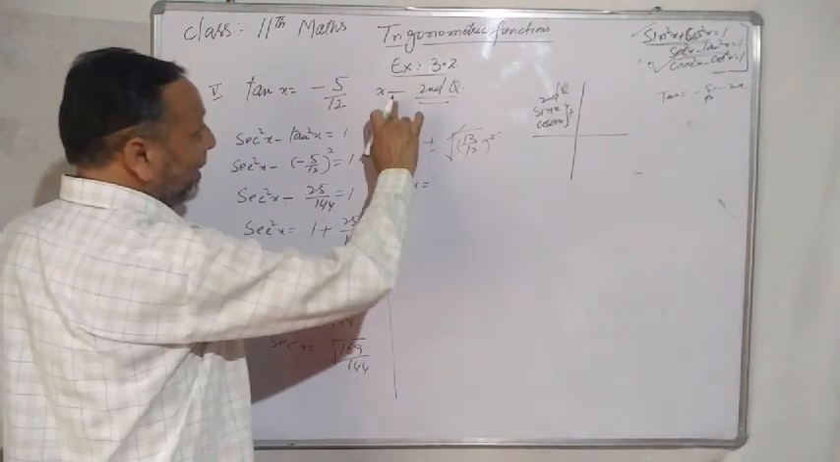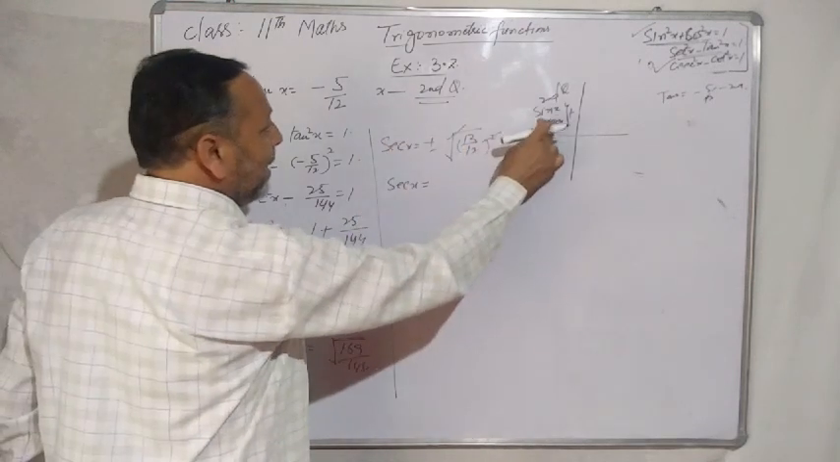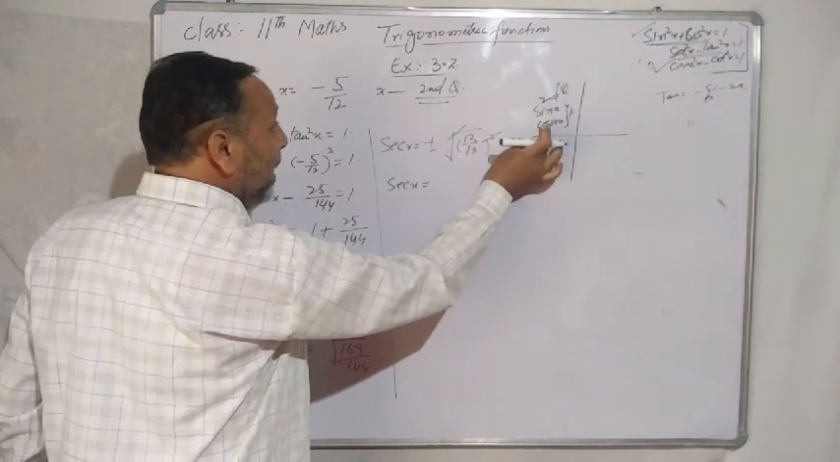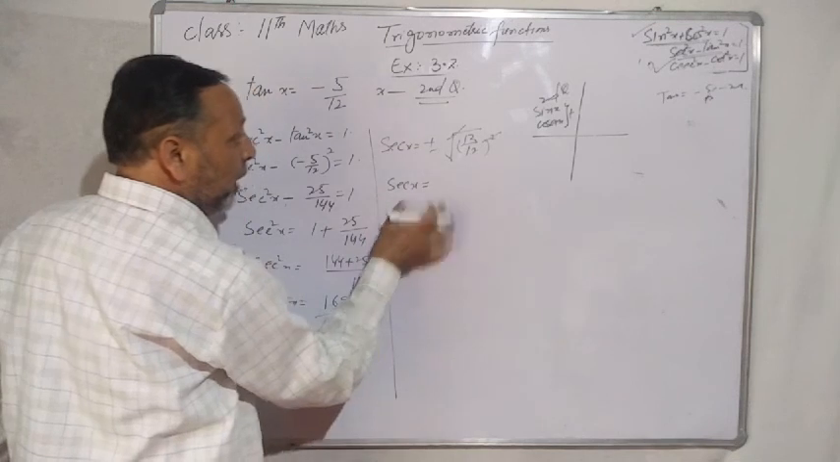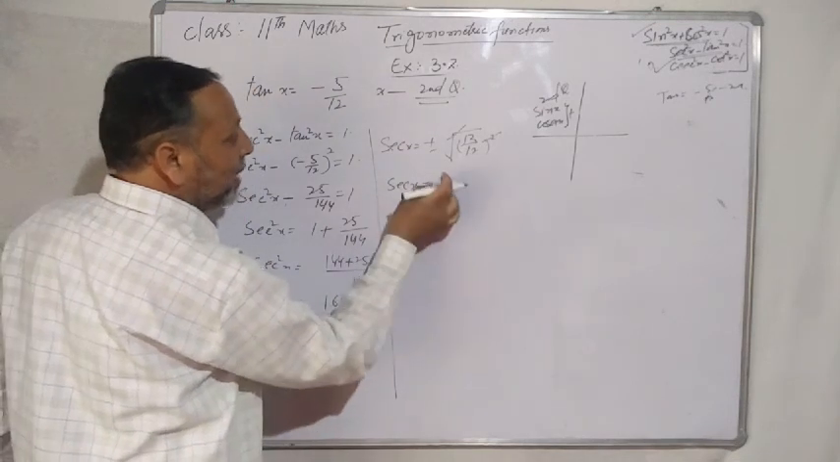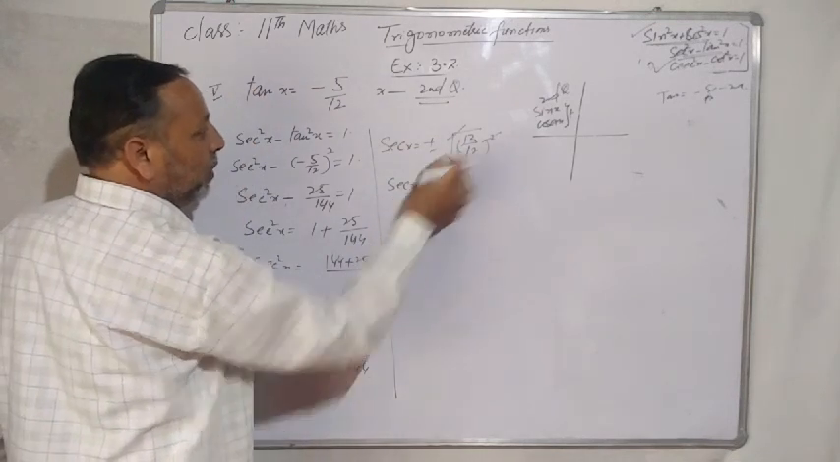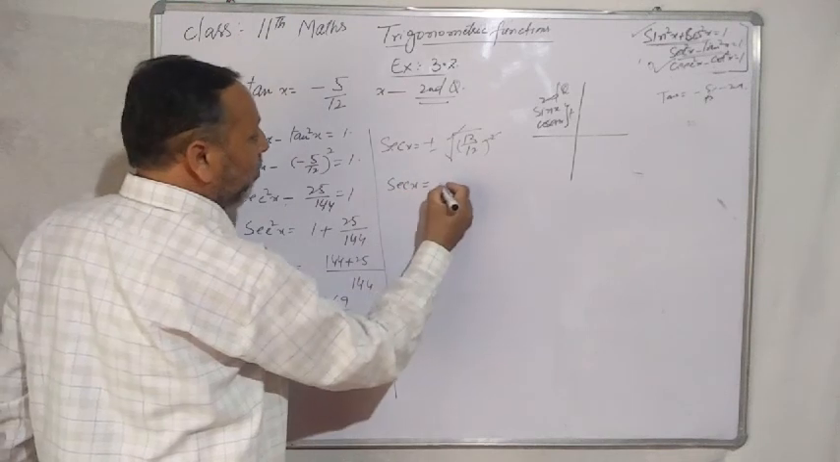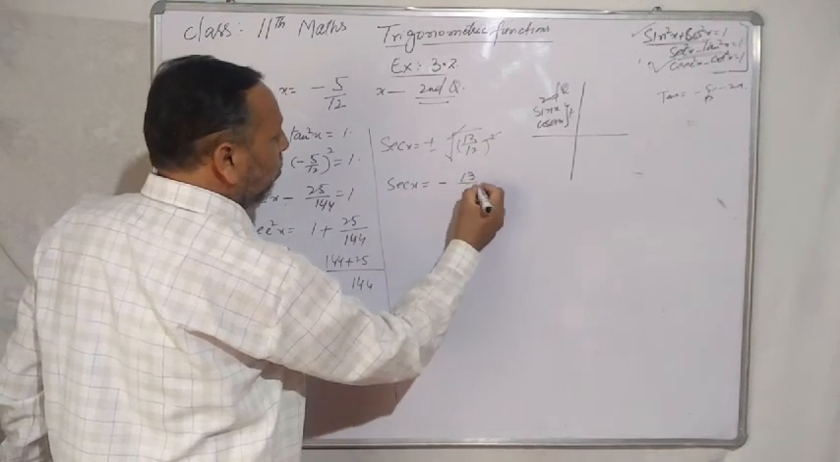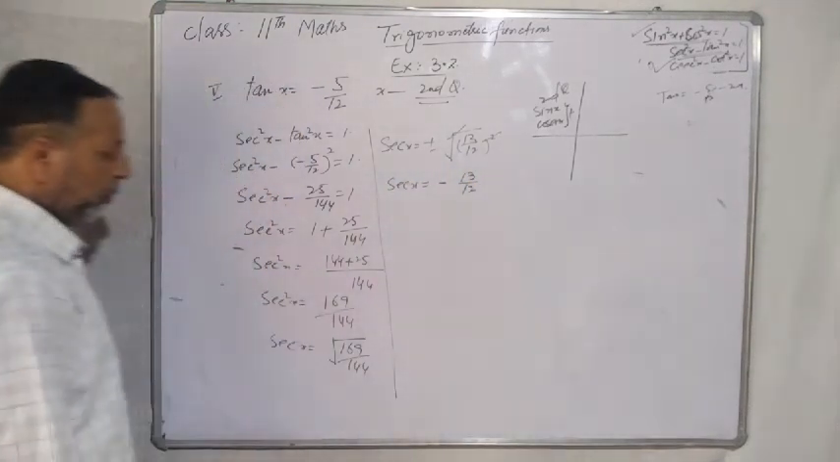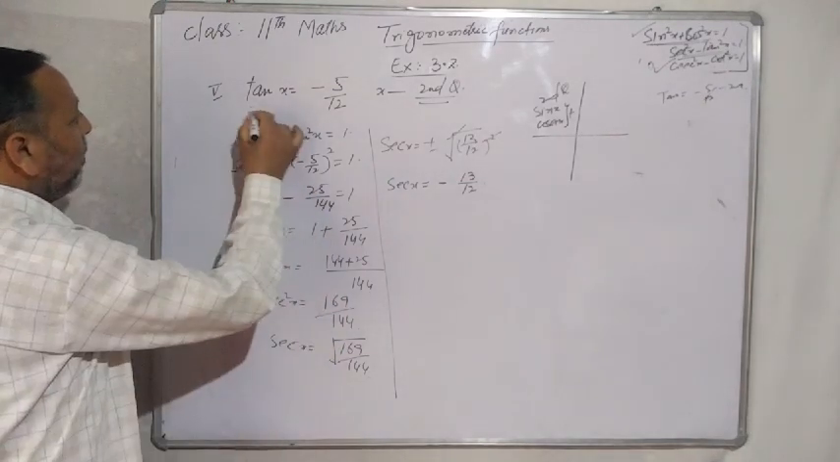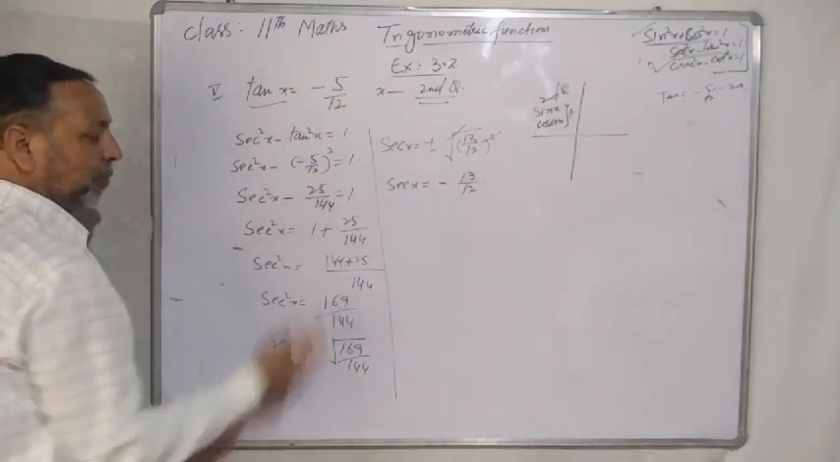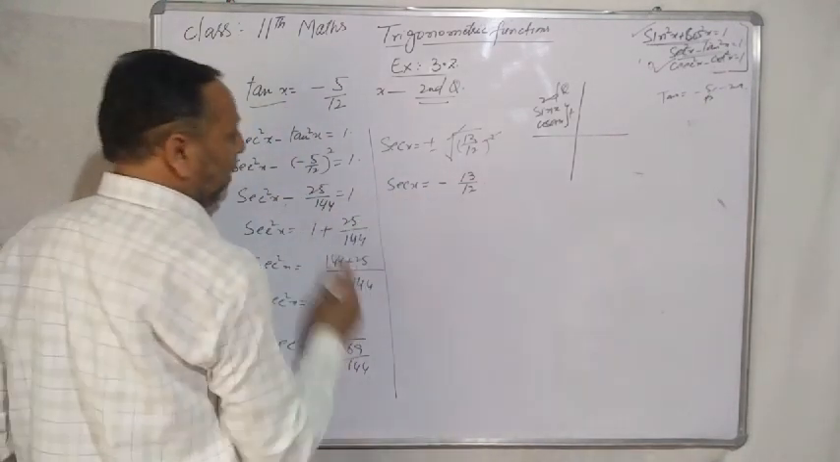Now, x lies in the second quadrant. That means only sine and cosec will be positive. Others will be negative. So here you take the minus sign for the value of sec x. So sec x will be minus 13 by 12. Now we know tan, we know sec. Here we can find cos.